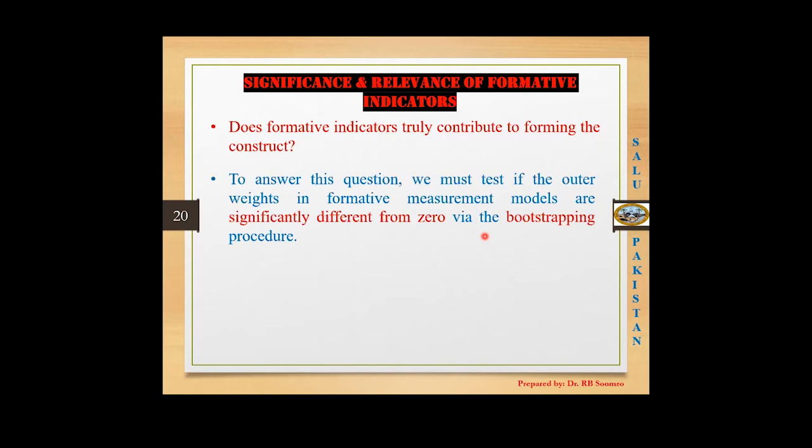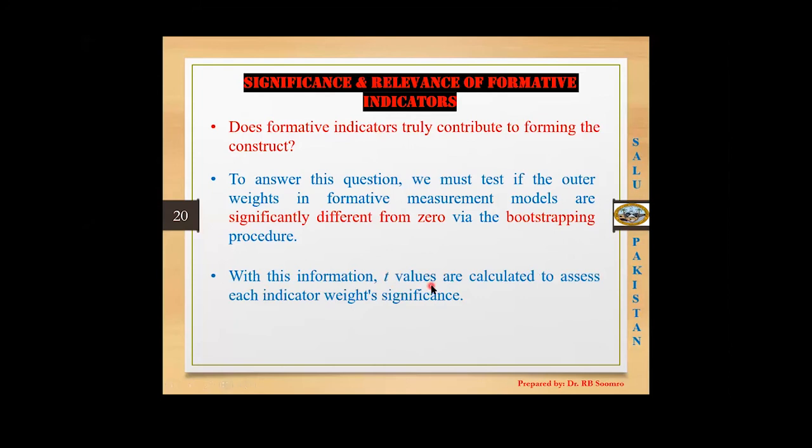To answer this question, we must test the outer weights. Here, we check whether the outer weights in the formative measurement model and the loadings in the reflective measurement model are significantly different from 0 or not. If they are significantly different from 0, that's one. We can know this with the help of the bootstrapping procedure, and then T values are used to check the significance of those weights, whether those weights are statistically significant or not.